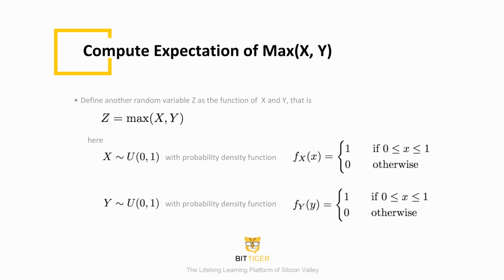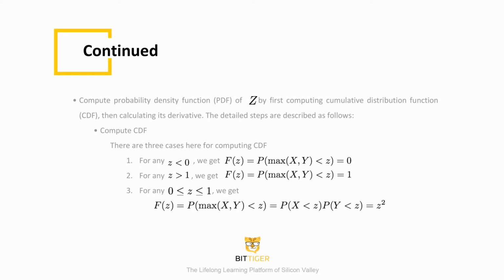First, we define another random variable z, which is a function of x and y. That is, z equals the maximum of x, y. Here we assume both x and y follow standard uniform distribution. Their probability density function is defined as 1 if x is between 0 and 1, 0 otherwise. Next, we compute the probability distribution function of z by first computing the cumulative distribution function, shortened as CDF, then calculating its derivative. The detailed steps are described as follows.